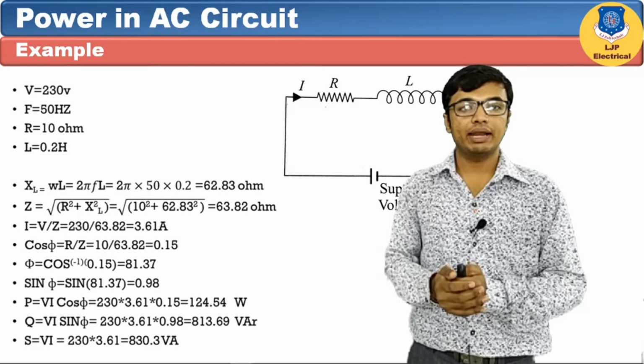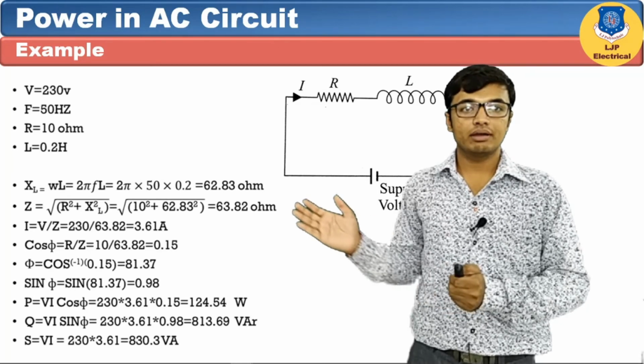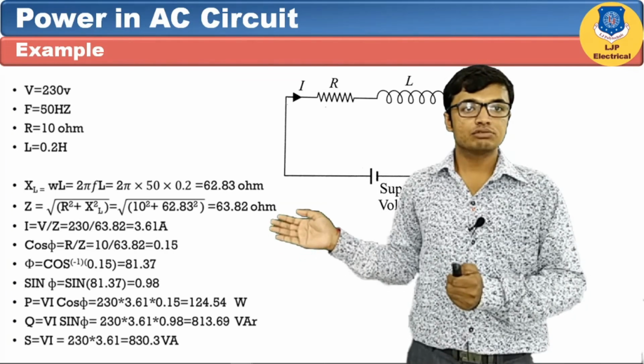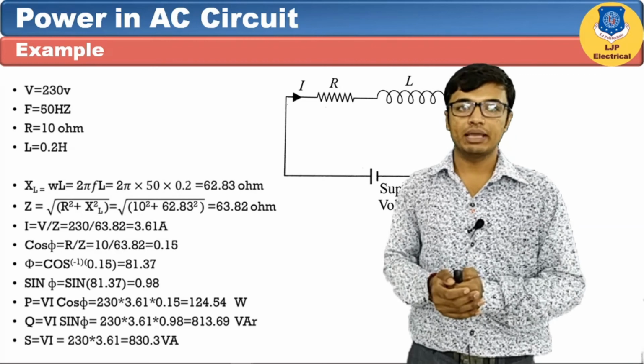And last one we have to find out apparent power, that is S is equal to V into I. So V is equal to 230 volt and I is equal to 3.61 ampere. So we will get 830.3, and unit of apparent power, that is volt ampere.